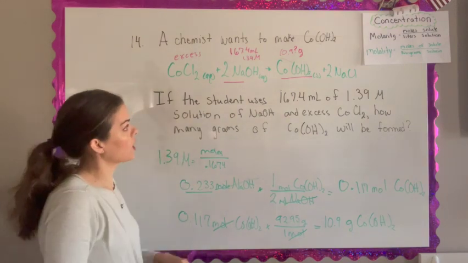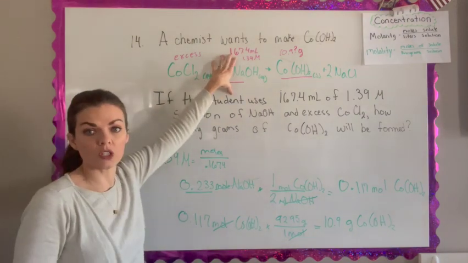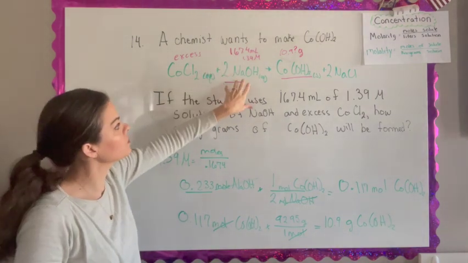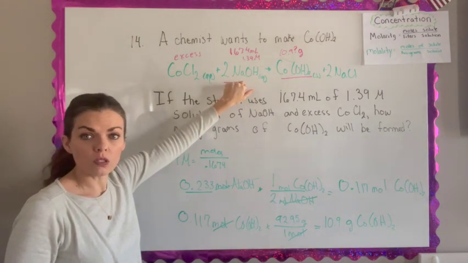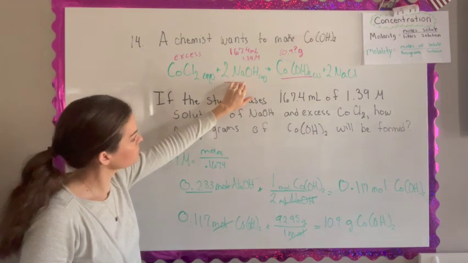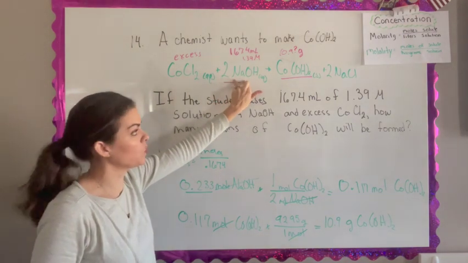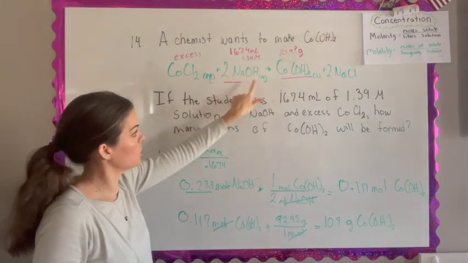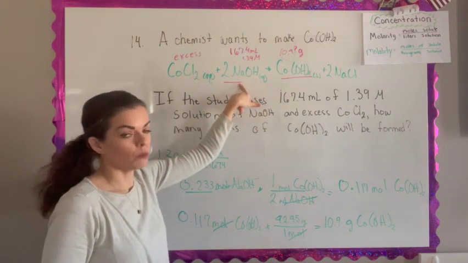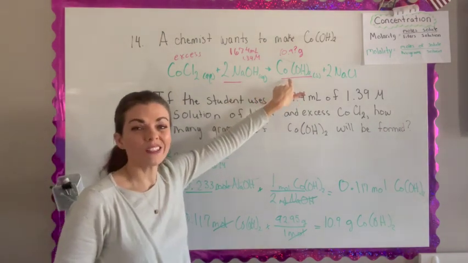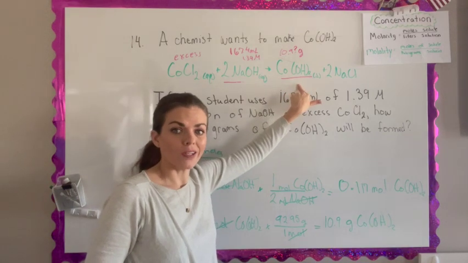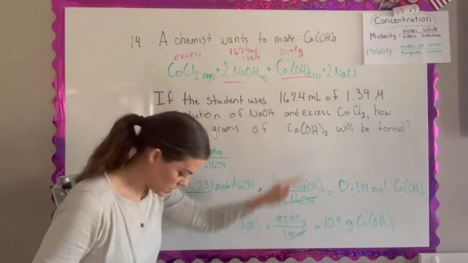So just in case you got lost, I took the information I knew about the concentration here of sodium hydroxide and I converted it to moles of sodium hydroxide. And then I was able to use my equation, my balanced chemical equation coefficients, to go from moles of NaOH to moles of the product. And then I could take moles of this and calculate it to grams, which is what the question was asking.